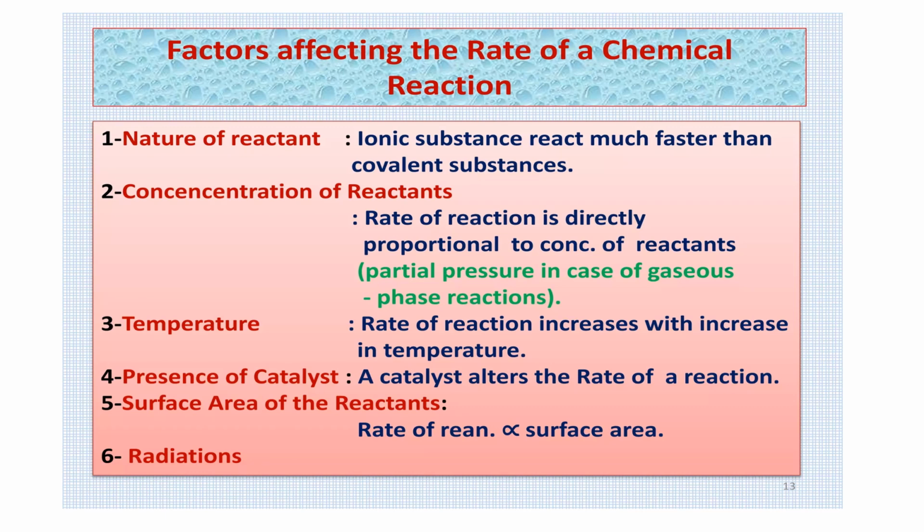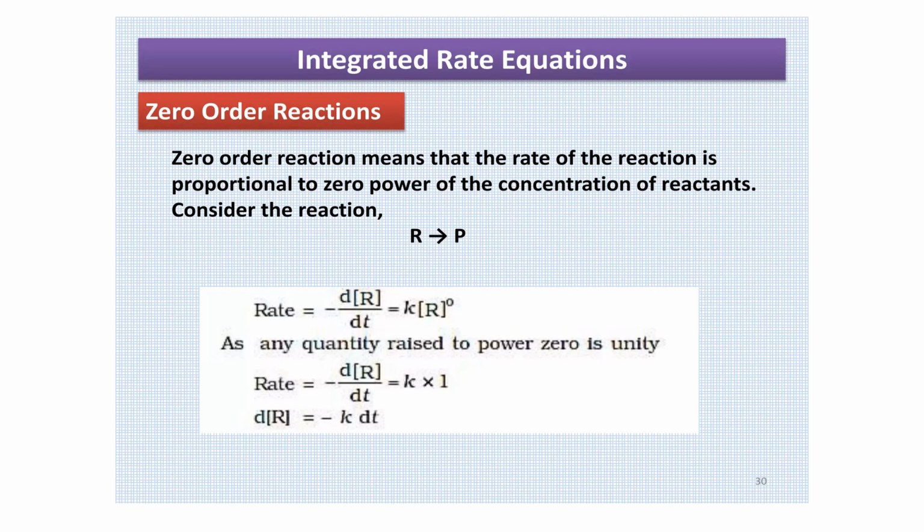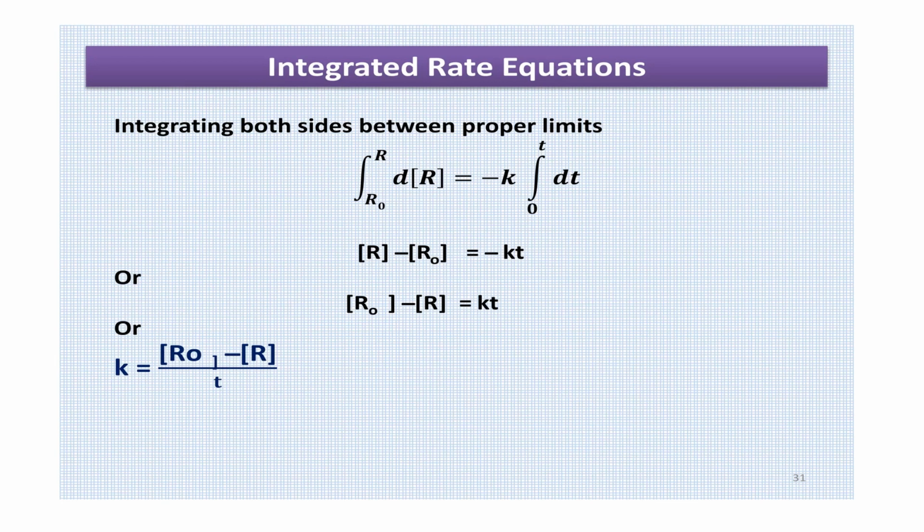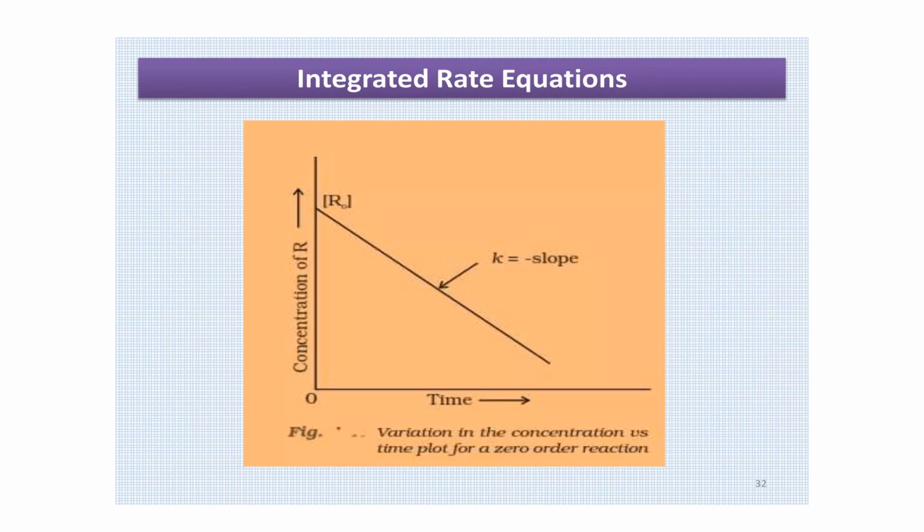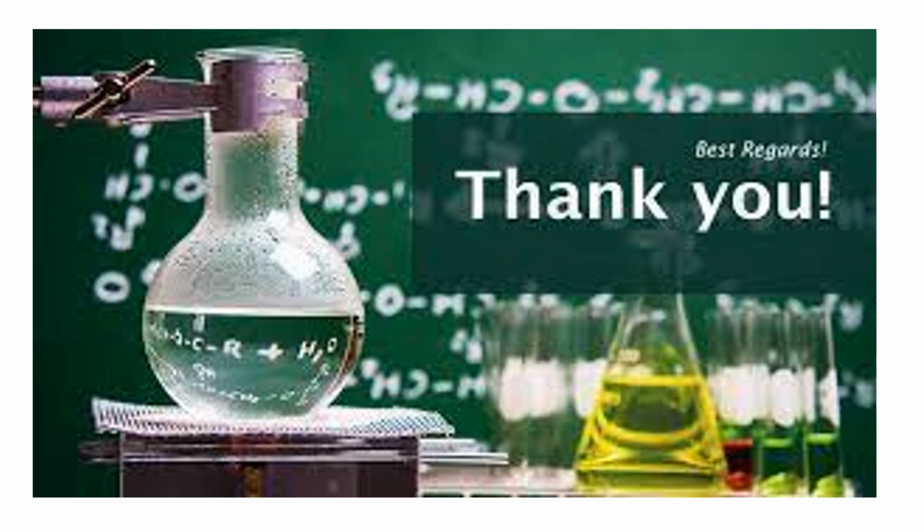Then factors affecting the rate of a chemical reaction. First one is nature of reactant, concentration of reactant, temperature, presence of catalyst, surface area of reactant, radiations. Zero order reaction means the rate of reaction is proportional to zero power of concentration of reactants. Then the integrated rate equation is k = ([R]0 - [R]) / t. Then integrated rate equations.